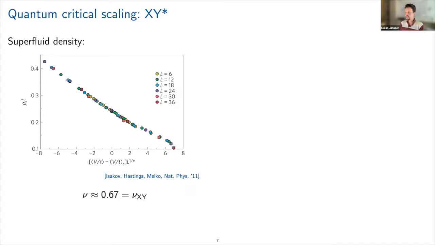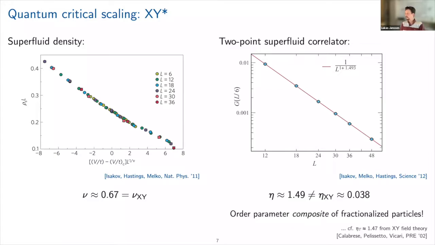However, if we now measure the decay of the order parameter correlator, then we still get a power law. So everything is consistent with a continuous transition. So this is really a quantum critical point. However, the decay of this correlator is completely different from what would be expected for order parameter decay at a usual XY transition. If this were usual XY, we would expect an anomalous dimension that would be extremely small, like 0.038, something like that. However, what is measured here is an anomalous dimension that is even larger than one, so more than an order of magnitude larger. So this is really inconsistent with the standard XY transition.